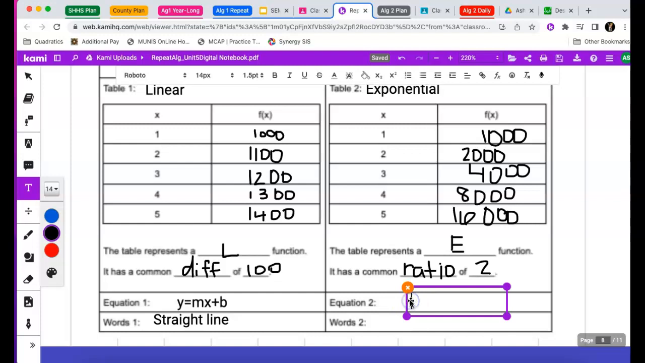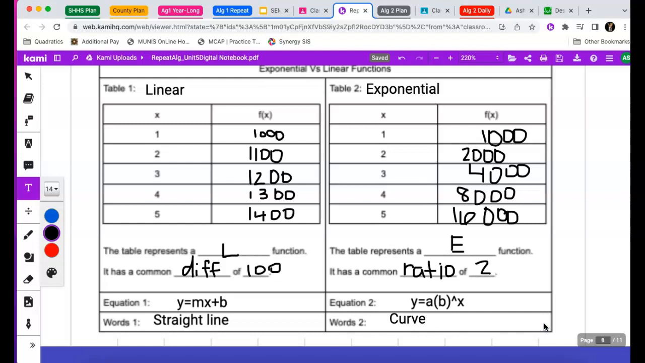And just like in the previous activities, the exponential equation that we use is y equals a times b to the x power, and it's more of a curve. It's not a straight line, it's a curve that's increasing or a curve that's decreasing.